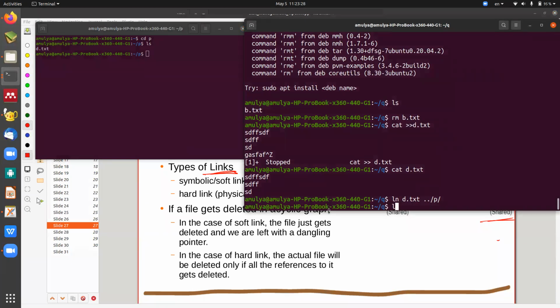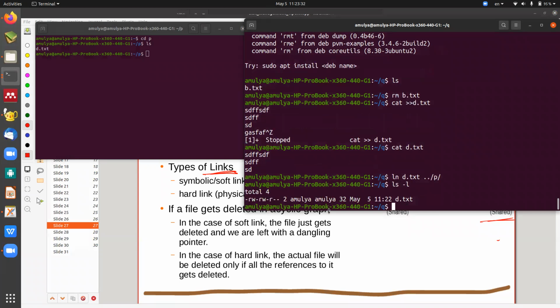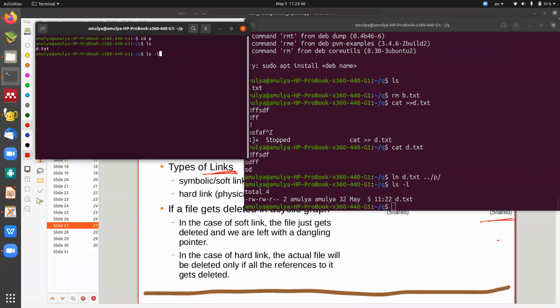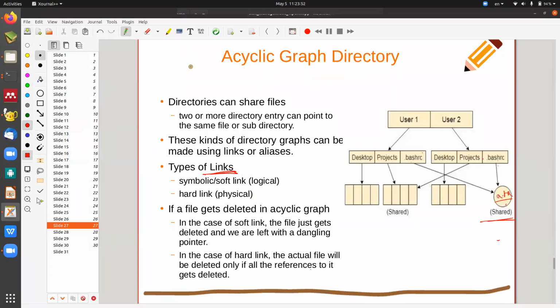If you can see ls, please remember ls minus l. See, something is written, that is this d.txt is a file, and here it is written a 2. The 2 is called a link count. And if you go here, same ls minus l, here also it is saying that it is a 2. What it means is that if there is a P directory and if there is a Q directory, there is a d.txt I have created here.